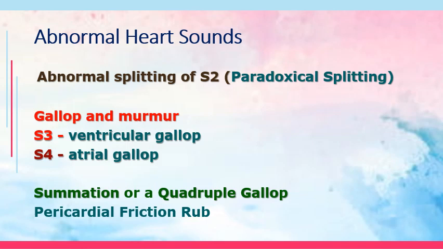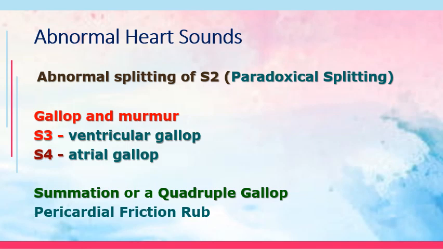Then gallops and murmurs. These are common abnormal sounds that may occur with heart disease, but they can also occur in some healthy people. Then you have your S3 and your S4. Your S3 is referred to as the ventricular gallop. On the other hand, your S4 is referred to as the atrial gallop.